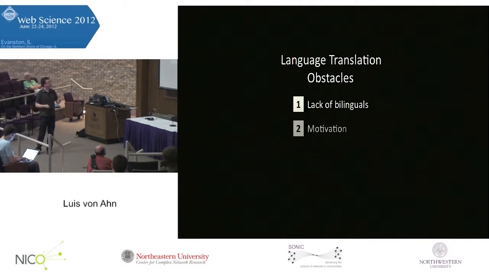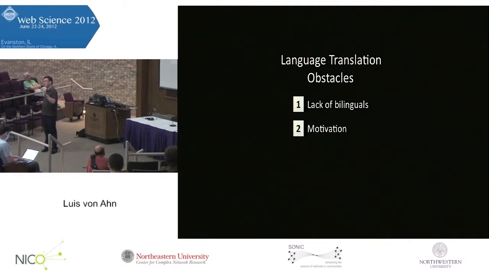The second problem is a lack of motivation. How am I going to motivate people to translate the web for free? This is something that you normally have to pay people to do. How am I going to motivate them to do it for free? So we were stuck on this for a while until actually we realized there's a way to solve both of these problems with the same solution. There's a way to kill two birds with one stone here.